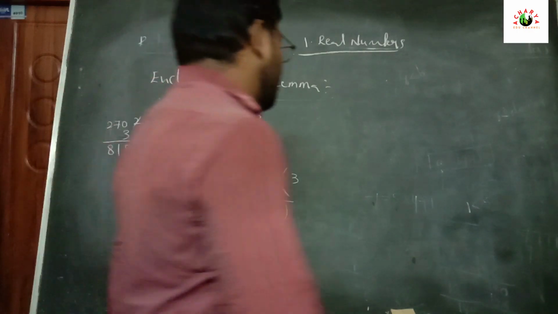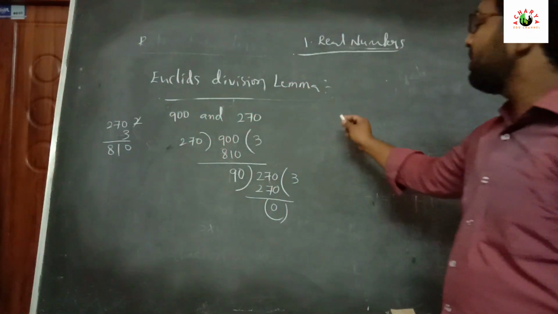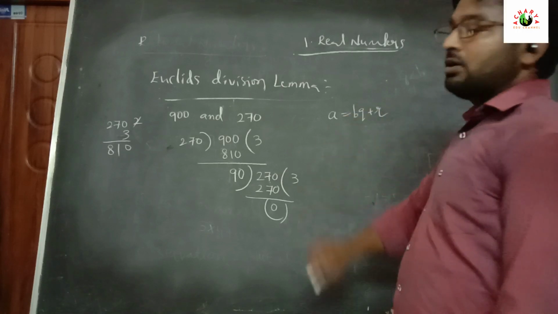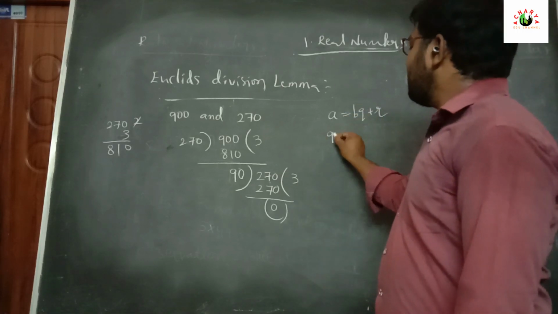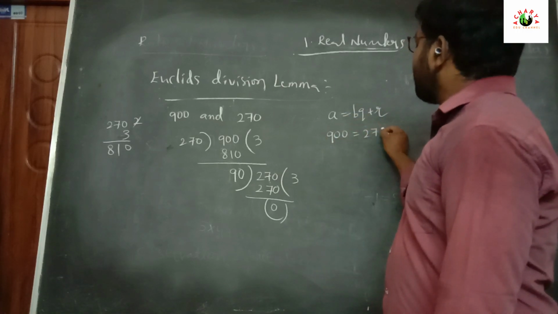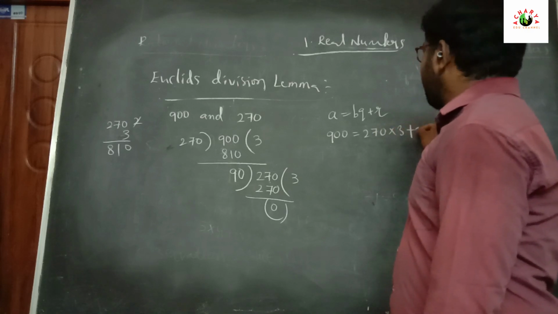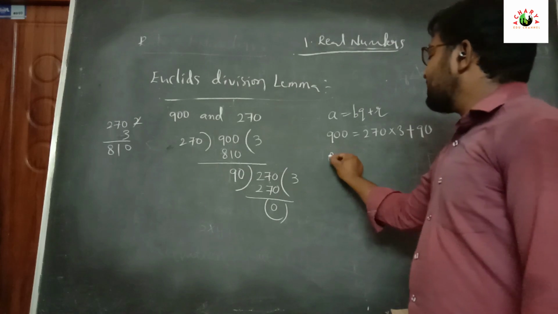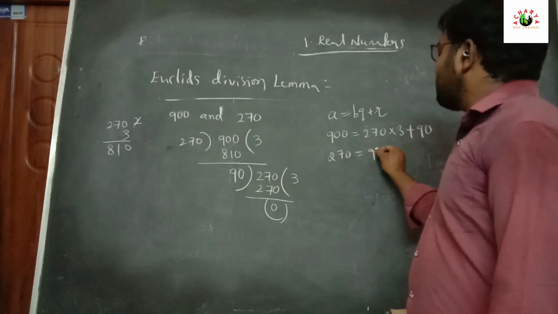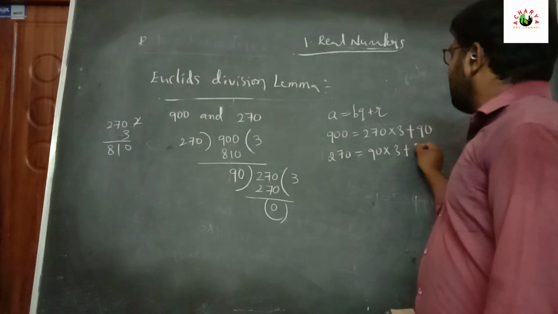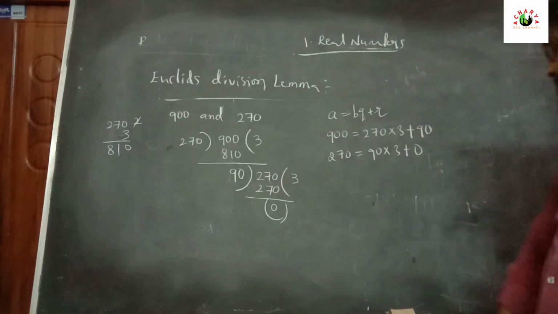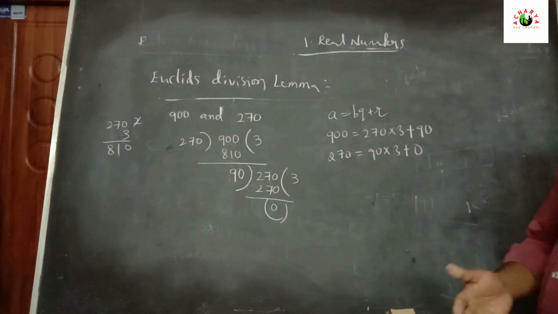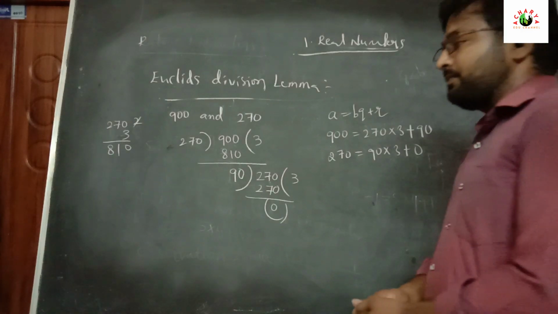So according to the condition A is equal to BQ plus R, here 900 is equal to 270 into 3 plus 90. In the next case, 270 is equal to 90 into 3 plus 0. Now this is Euclid's division lemma.